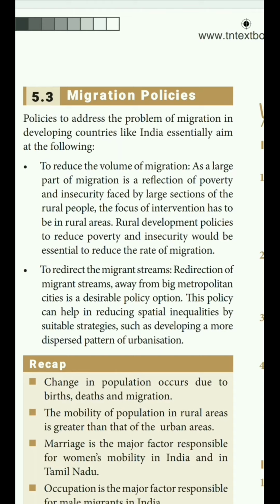Second point, to redirect the migrant streams. Redirection of migrant stream away from big metropolitan cities is a desirable policy option. This policy can help in reducing spatial inequalities by suitable strategies such as developing a more dispersed pattern of urbanization. So where it happens means in the urban places, that is the cities.